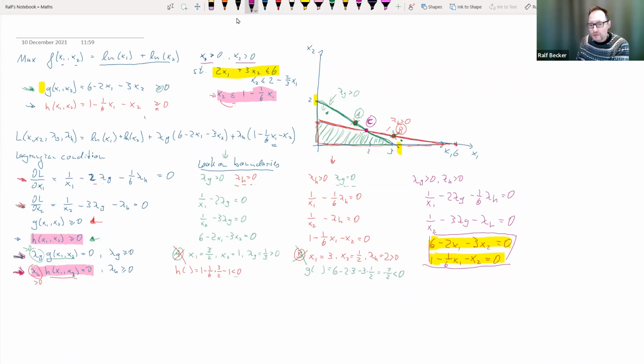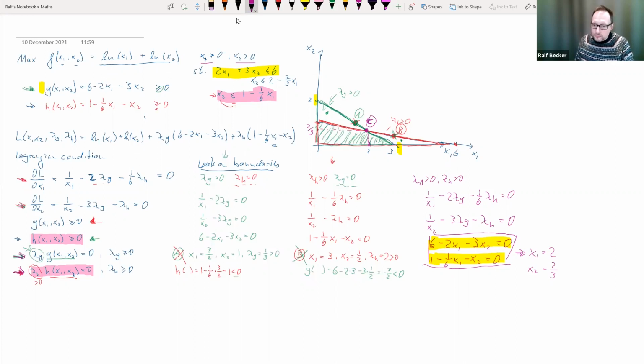Okay, and then once we know these coordinates, we can figure out what lambda g and lambda h are to confirm that they are positive. From here, you can solve these two and you will find that x1 is equal to 2 and x2 is equal to 2/3. So that is 2, and this is 2/3. We already have x1 and x2.